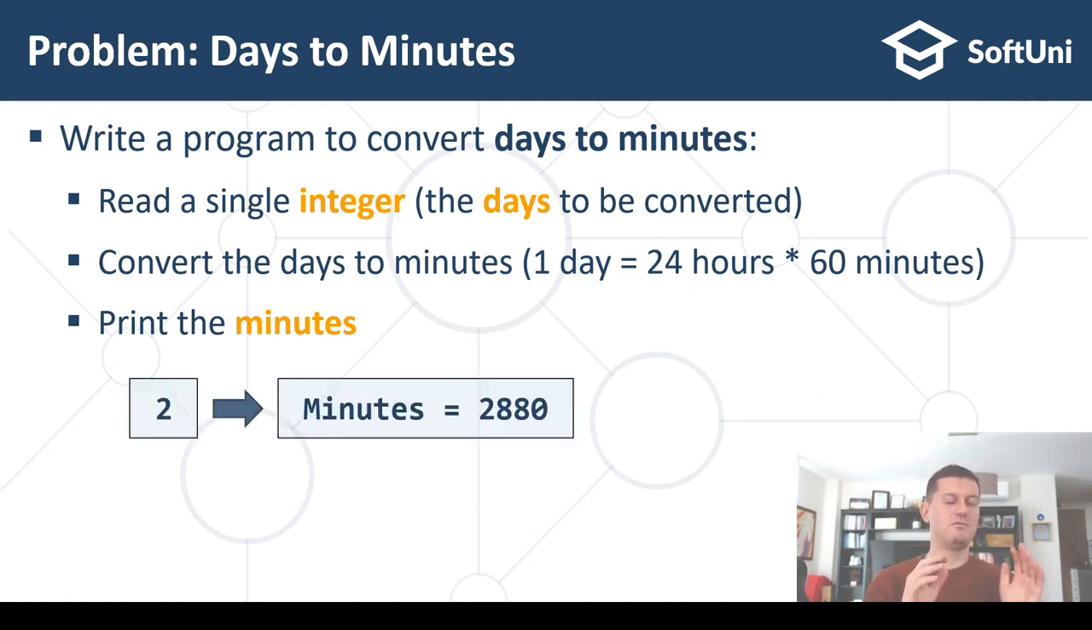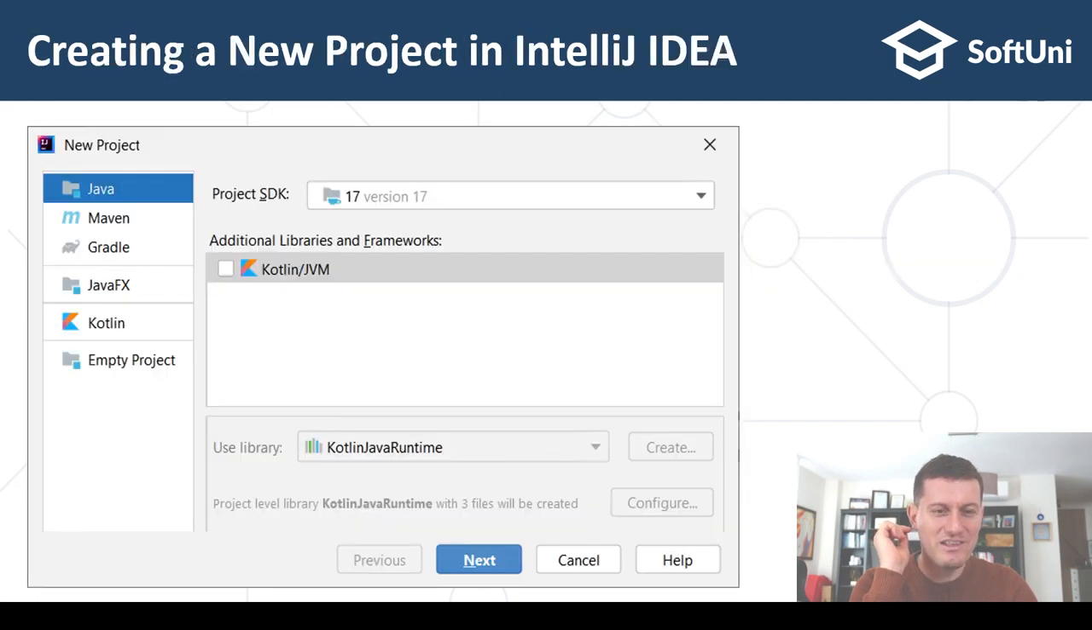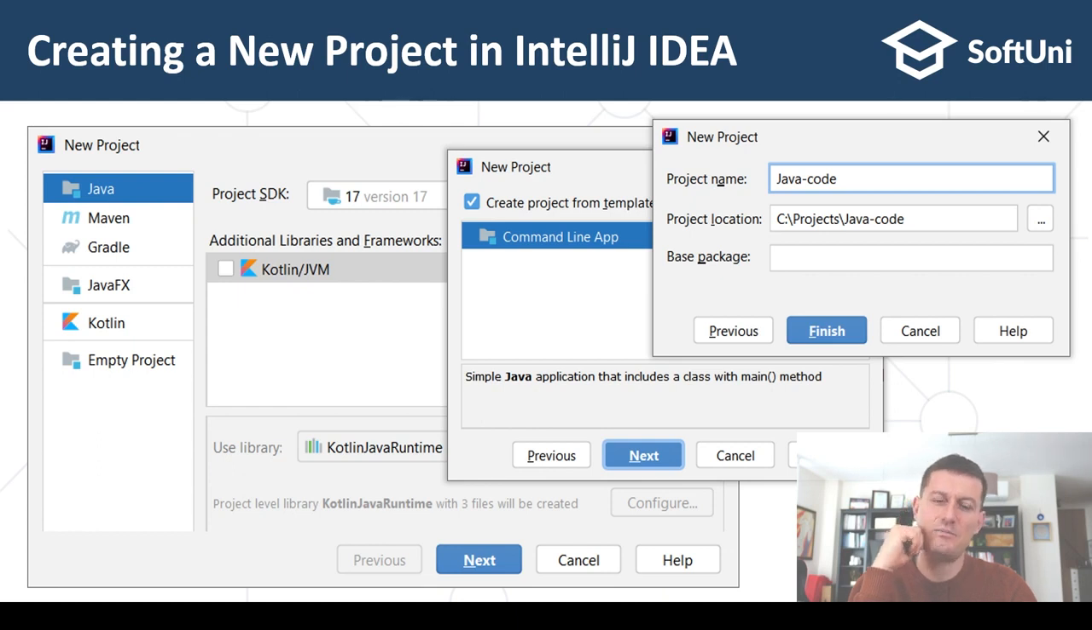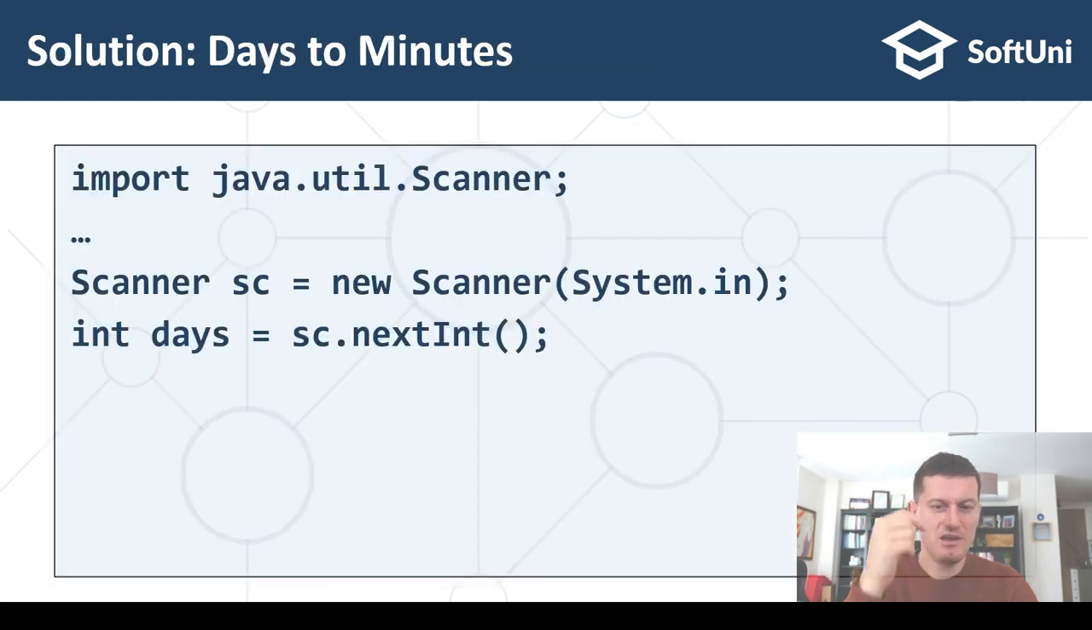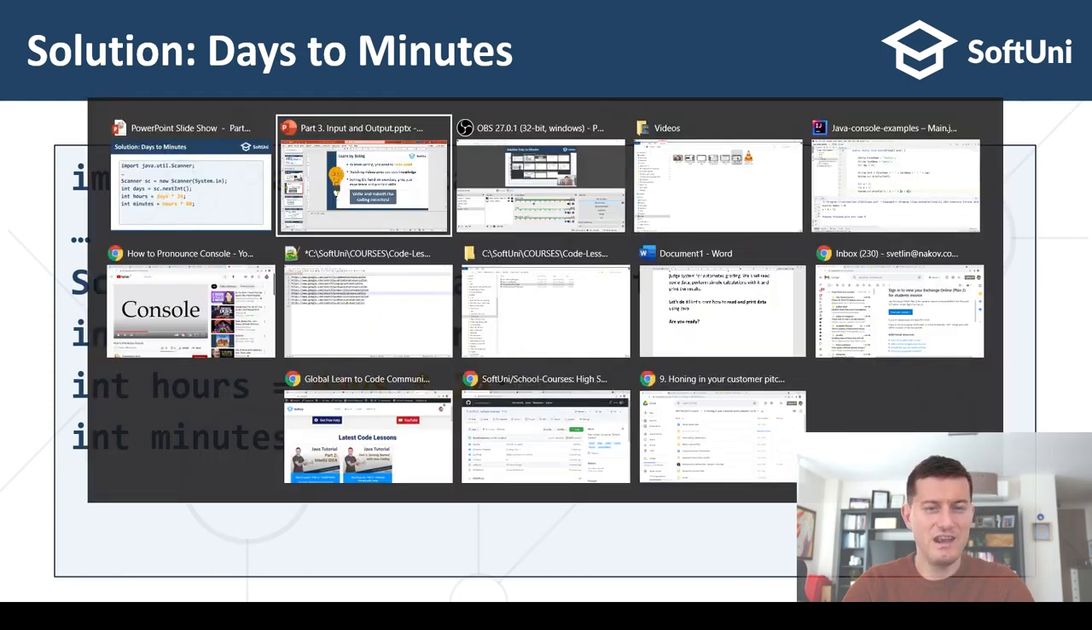If we have 2 as input, the output should be "minutes = 2880". This is another example. 5 days are 7200 minutes. Let's solve this. How do we solve it? We create a new project in IntelliJ IDEA. We give it a good name, or I can reuse the project, and I read the days, multiply by 24 by 60 to calculate the number of hours and minutes, and I finally print the minutes. Let's do it.